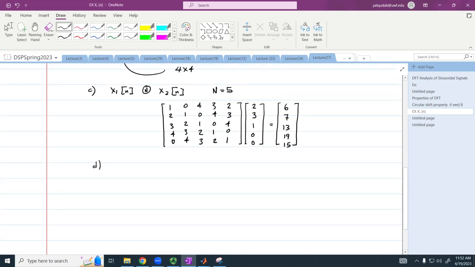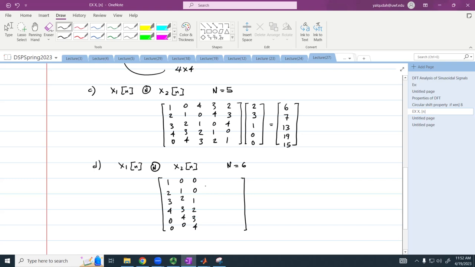Let's do circular convolution with n equal to 6. I'm going to get the matrix: 1, 2, 3, 4, 0, 0; 0, 1, 2, 3, 4, 0; 0, 0, 1, 2, 3, 4; 4, 0, 0, 1, 2, 3; 3, 4, 0, 0, 1, 2; 2, 3, 4, 0, 0, 1, and multiplied by 2, 3, 1, 0, 0, 0.